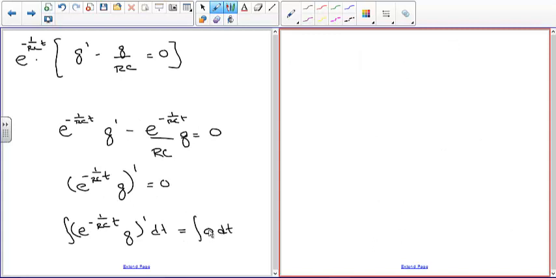If we had 1 here, it would be t. But we don't have anything. So the integral of 0 dt is the arbitrary constant. And the left-hand side becomes e to the minus 1 over RC t times Q equals C. And then if we solve for Q, Q is equal to C divided by e to the minus 1 over RC t.